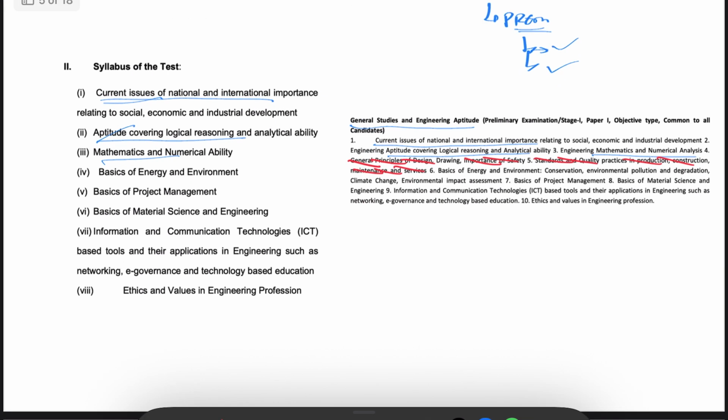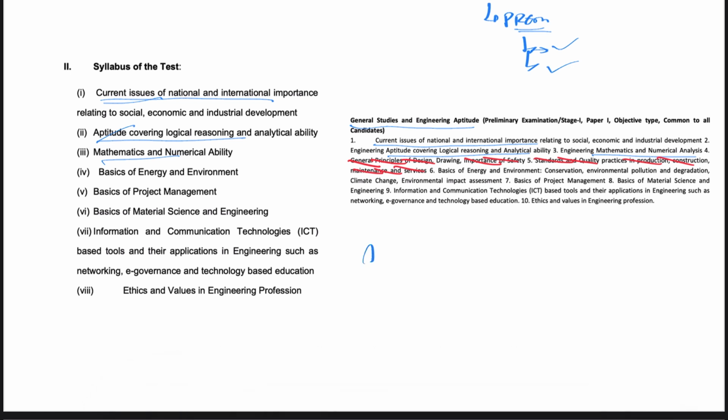Why I am comparing the syllabus is because UPSC has conducted this IEDS exam only twice till now. One was for AD-1, which was conducted in August 2024, and one is for AD-2, which was conducted in October, if I'm correct.